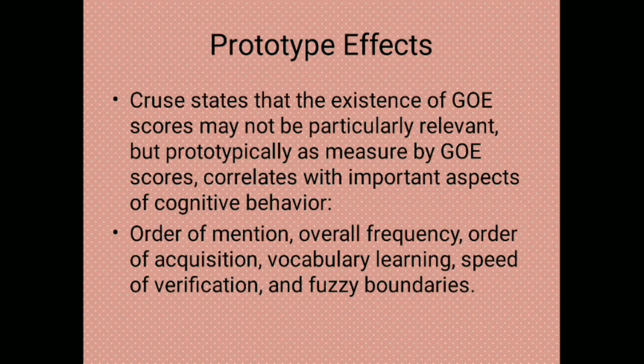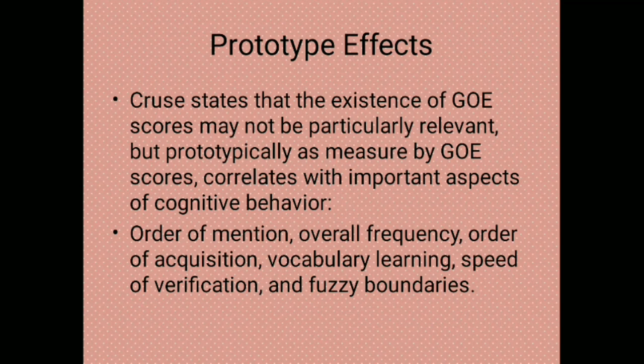And then order of acquisition: prototypical members of categories tend to be acquired first, and order of acquisition correlates with GOE scores. This fact is also related to the following, which is vocabulary learning. Children at later stages of language acquisition, when vocabulary enlargement can be greatly influenced by explicit teaching, learn new words faster if they are provided with definitions that focus on prototypical instantiations than if they are given an abstract definition that more accurately reflects the word's meaning.